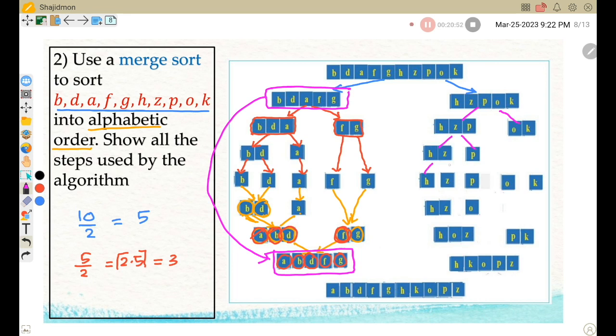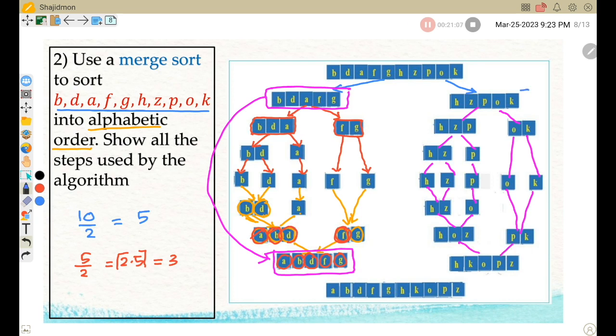Okay, so we will get one element in each, correct? Then we start combining and sorting, as I told you. Combine and sort here in one list. These two we are combining. After that we combine, and we will get a sorted list here.